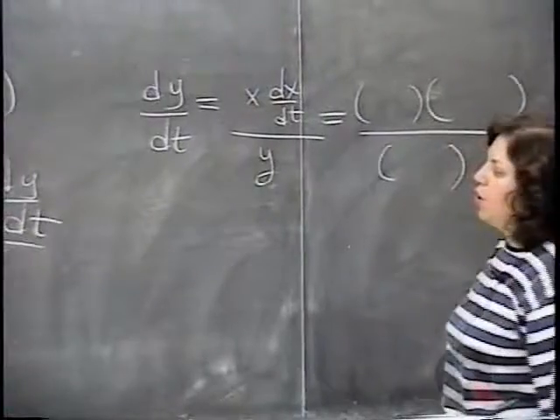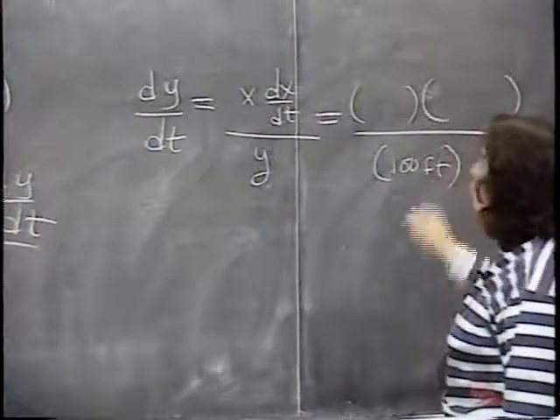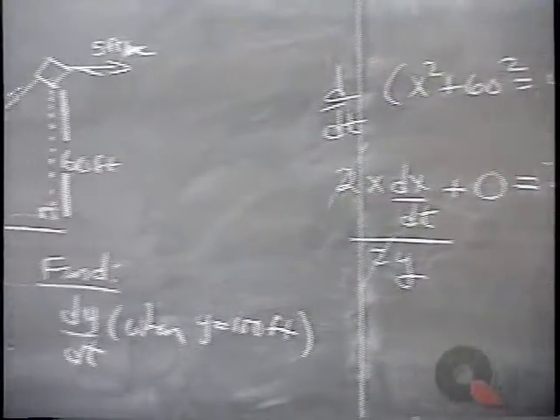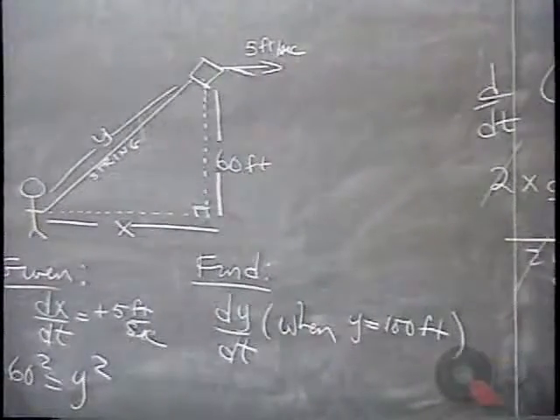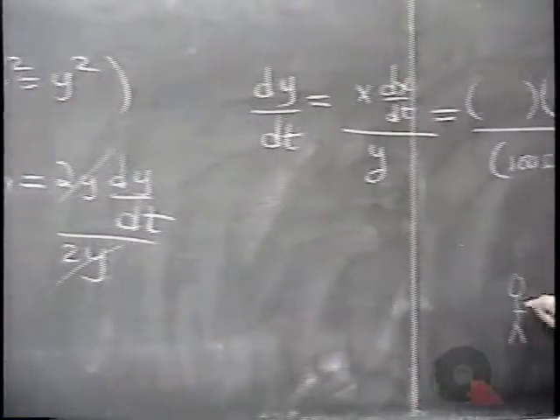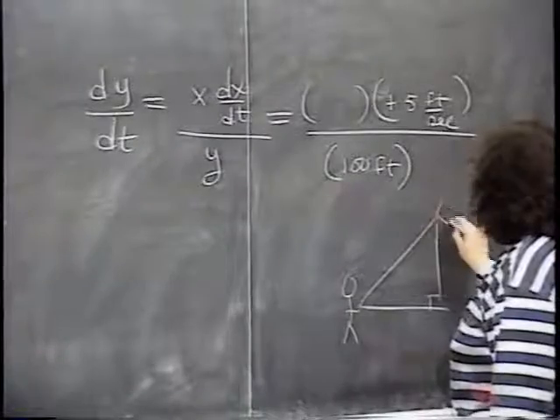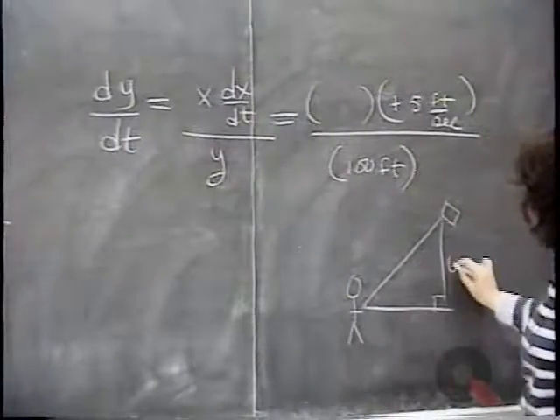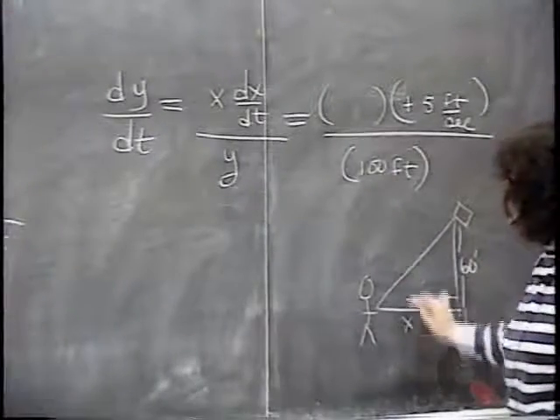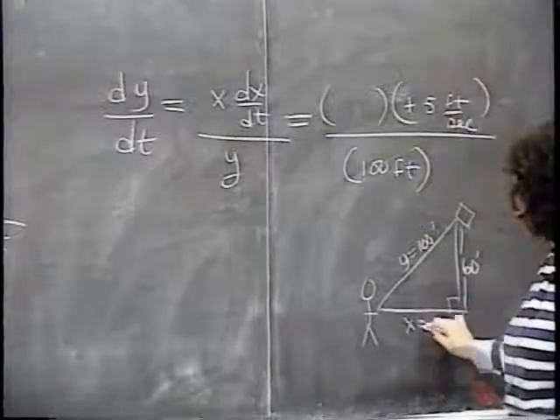dy/dt is x dx/dt over y. Let's see what we know. We're interested in the particular moment when y is 100 feet. And we're told that dx/dt is 5 feet per second. We need to know what x is at that moment. Let's draw a picture of what's happening at that particular moment. Here is the kite. Now we know the kite is 60 feet above the level of his hand. In general, x and y are changing.